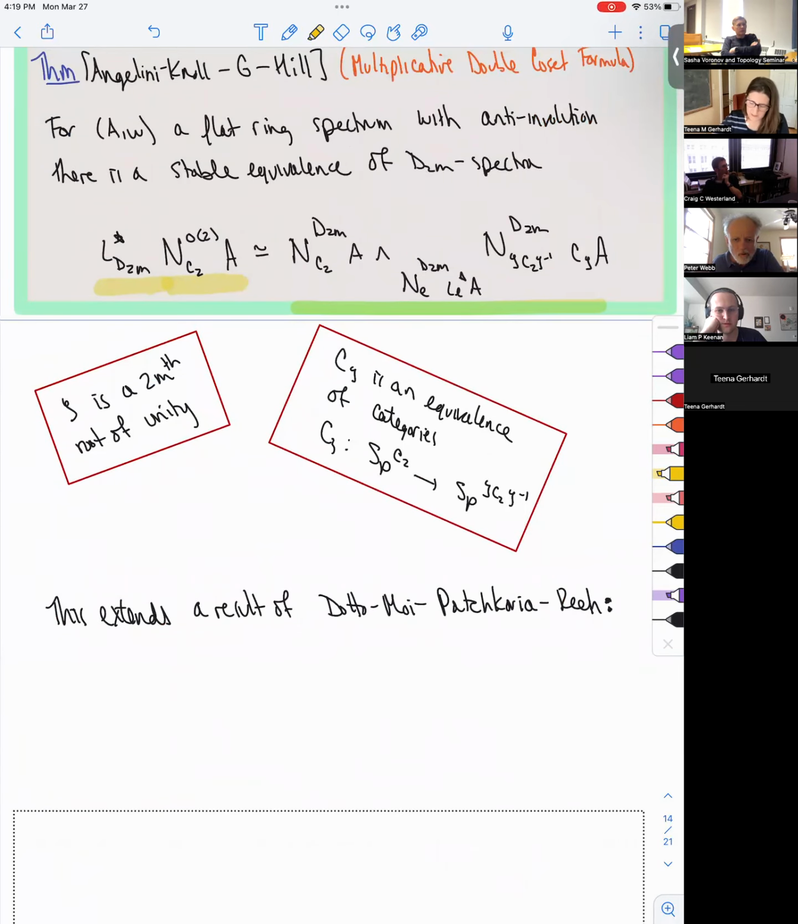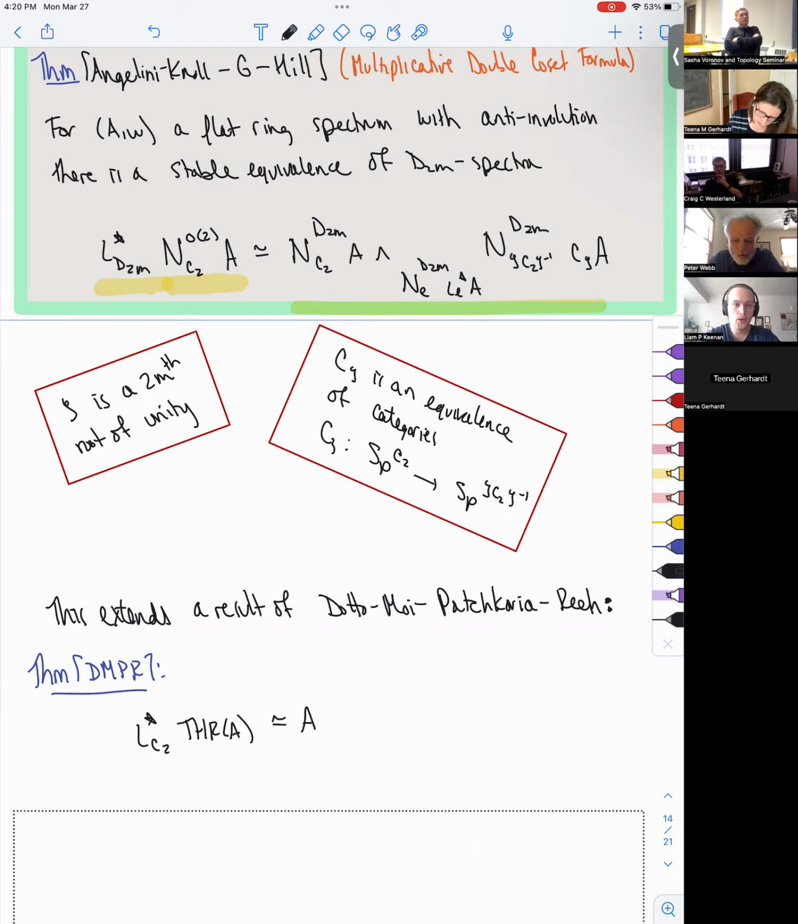Well, I just want to mention this extends an earlier result of Dotto, Moi, Patchkoria, and Reeh. Their theorem was a C2 version of this. They proved that if you look at THR as a C2 spectrum, you get A smash over the norm of the restriction of A with A. So you can convince yourself this is the C2 version of our D2n result above. So we can extend what was understood for C2 now to all dihedral groups.